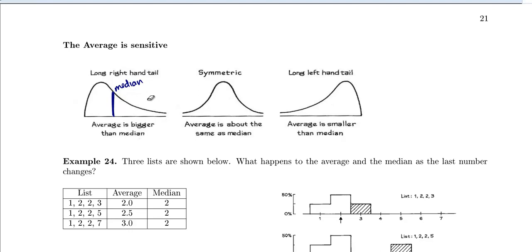But your average gets pulled up towards the tail because of those extreme values, so your average is bigger than the median. If you have a symmetric distribution, then the average and median will be about the same. But if you have a long left-hand tail, your median has half of the area on each side, but your average is going to get pulled down towards these small values because they're so extreme that they pull the average. So if your average gets pulled down, it's going to be smaller than your median.